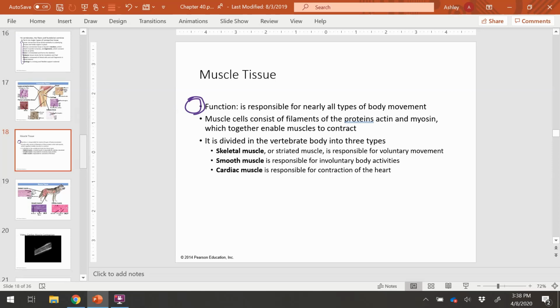Then smooth muscle is for involuntary body activities like digestion and other things, such as movement of the lungs. It is also partly involved with the esophagus. Smooth muscle helps with that. We have the cardiac muscle, which is responsible for pumping of the heart, the contraction and relaxation of the heart. Those are things you want to know.